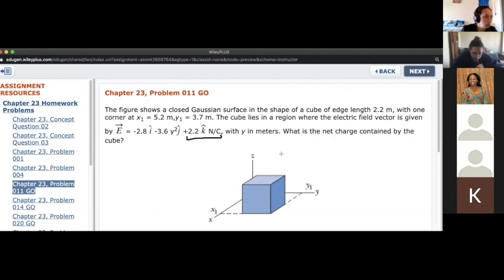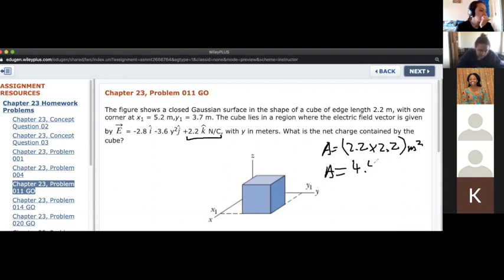Now, we know what the area of each side of the cube is. The area doesn't change. It tells us that our area is 2.2 times 2.2 meters, so this will be meters squared. So it's about 4.4. So the area of one side is 4.4. Wait, did I do that right? No, yeah, I think that's right.